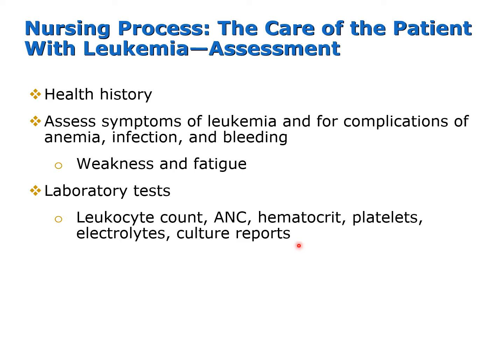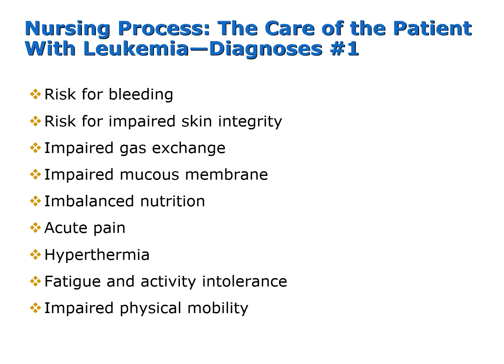Your assessment, so these are very easy, guys. You can literally just read these and they make sense. So you're looking at your health history, assessing symptoms of leukemia and for complications of anemia, infection, and bleeding, looking for weakness and fatigue. You're looking at your laboratory tests, your leukocyte count, your ANC, and we highlighted ANC already when we were talking about neutropenia in another slide, your hematocrit, platelets, electrolytes, all of that, culture reports, how are they coming back? You're assessing all of this.